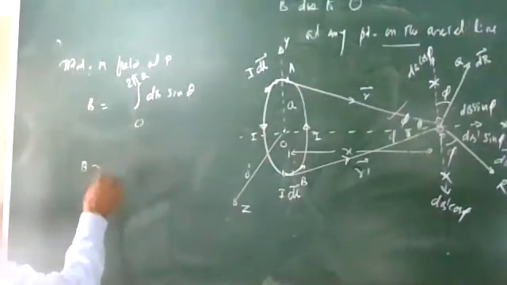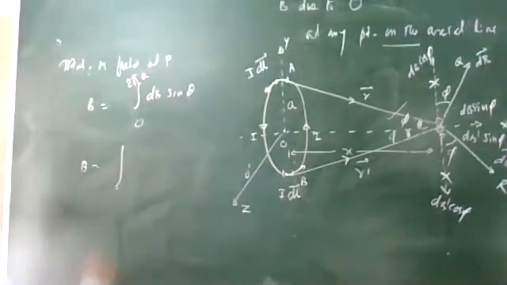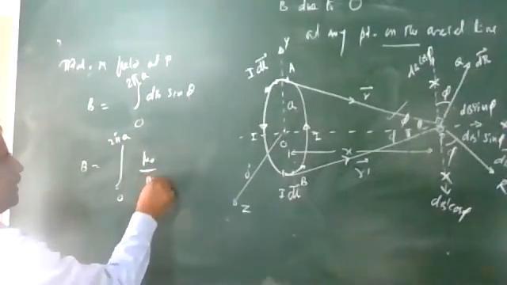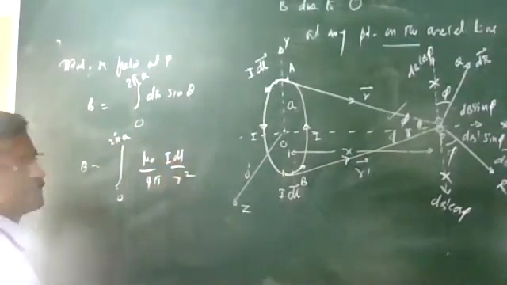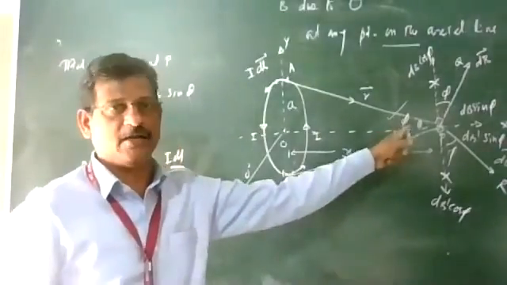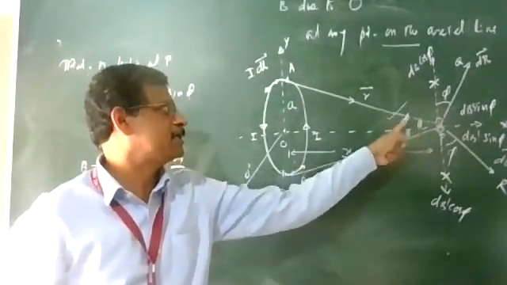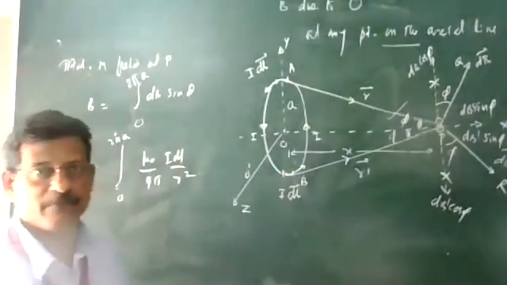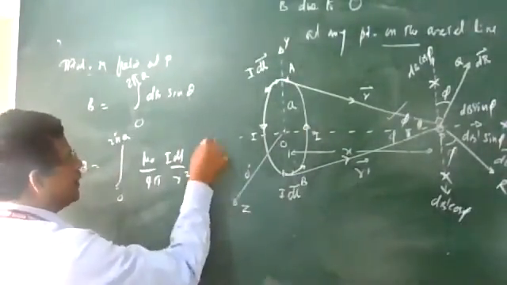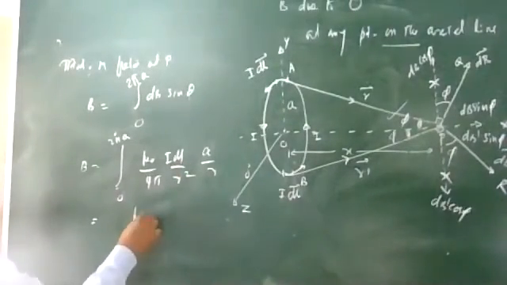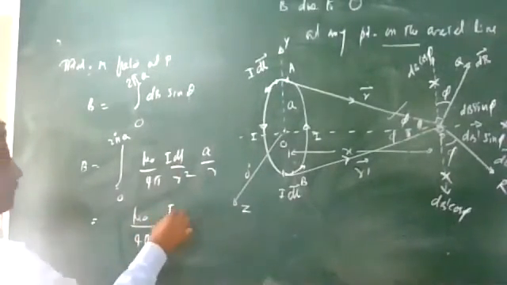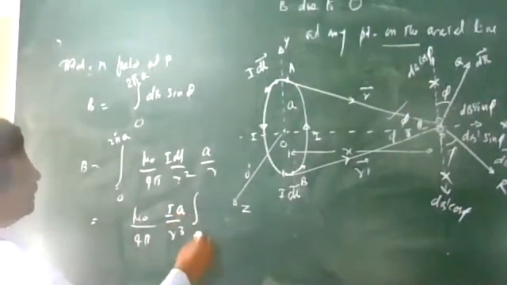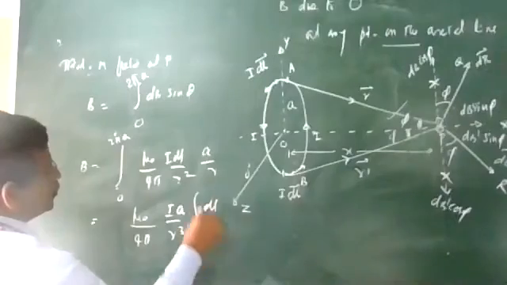So B is equal to, substituting the value of dv from equation 1, integral 0 to 2 pi a of mu naught by 4 pi, I dl by r square, sin phi. Look at the triangle. What is sin phi over here? Sin phi is opposite side divided by hypotenuse, a by r. So sin phi is a by r. Constant can be taken outside: mu naught by 4 pi, I a by r cube, integral of dl from 0 to 2 pi a.